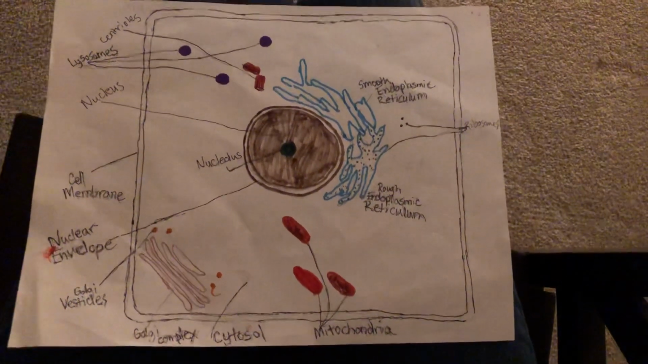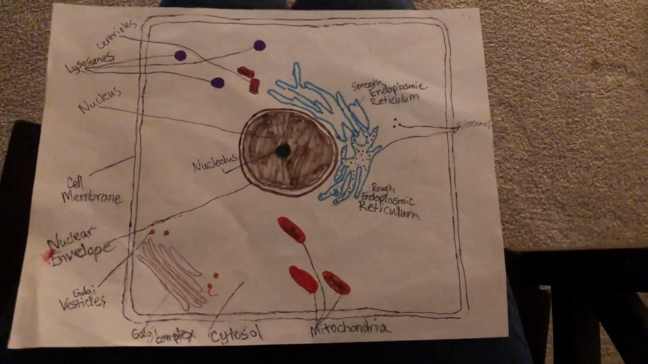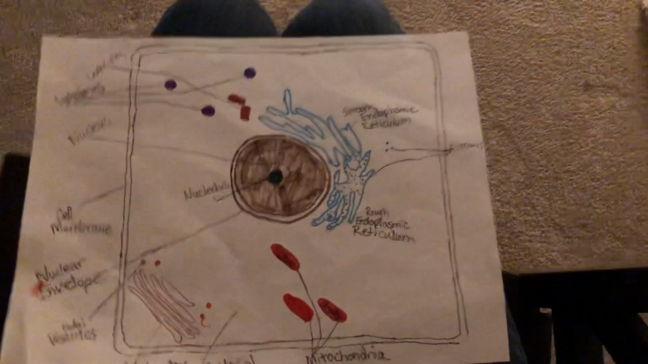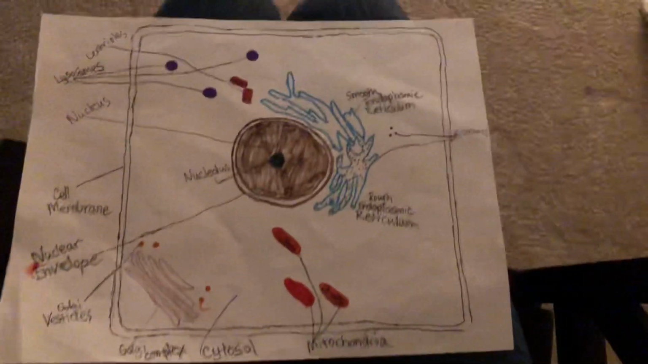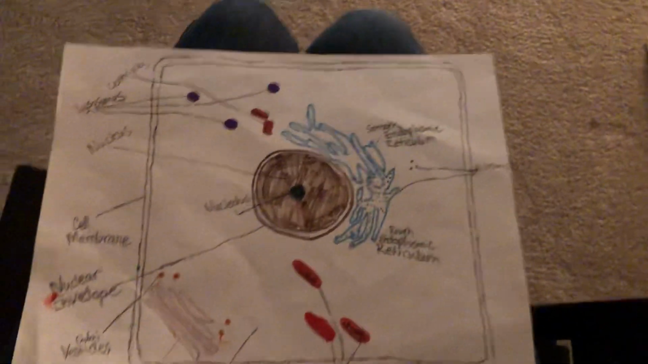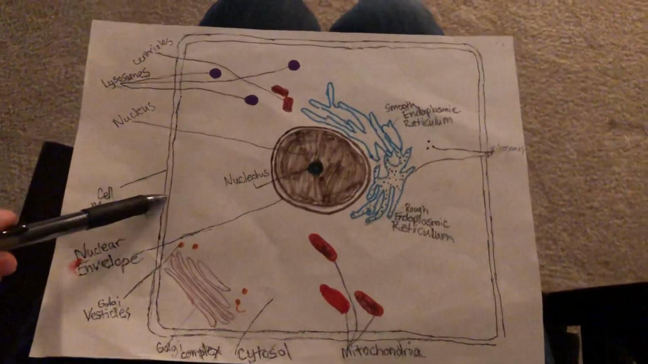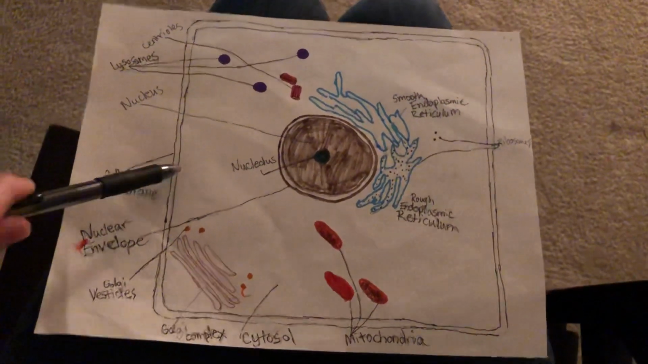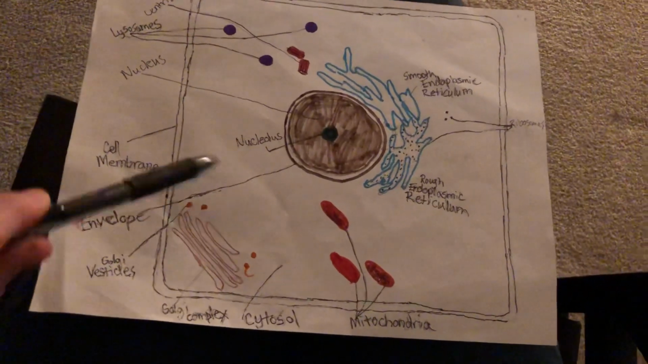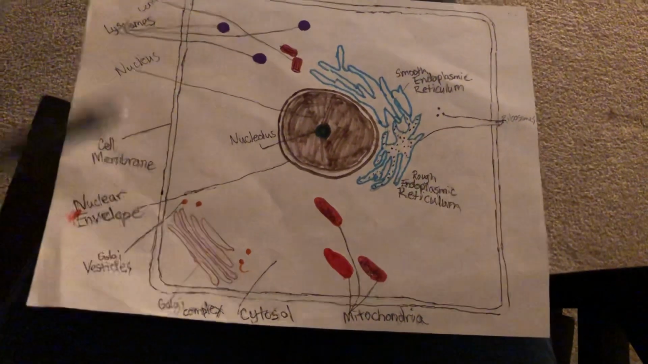Okay, this is my diagram of the cell, and as you can see, I've done a cuboidal cell. You can kind of tell that by its slightly square shape. So, first part I'm going to talk about is the cell membrane or the plasma membrane, right around here, and as I put right here, the cell membrane.